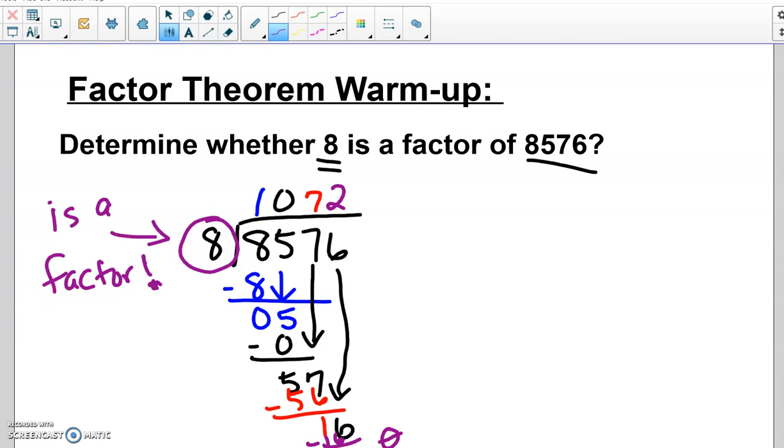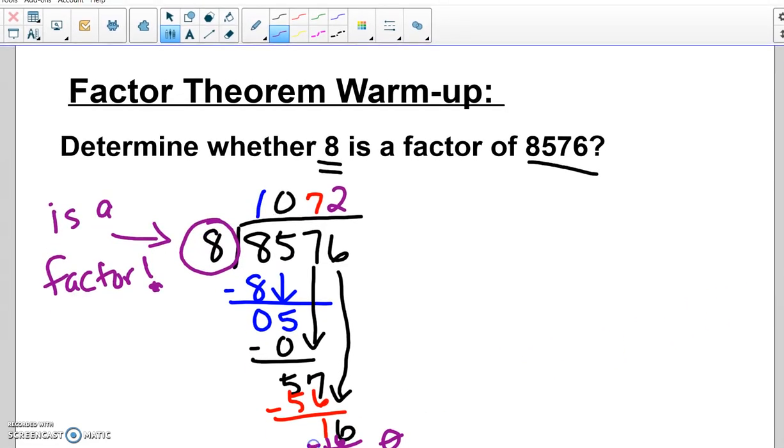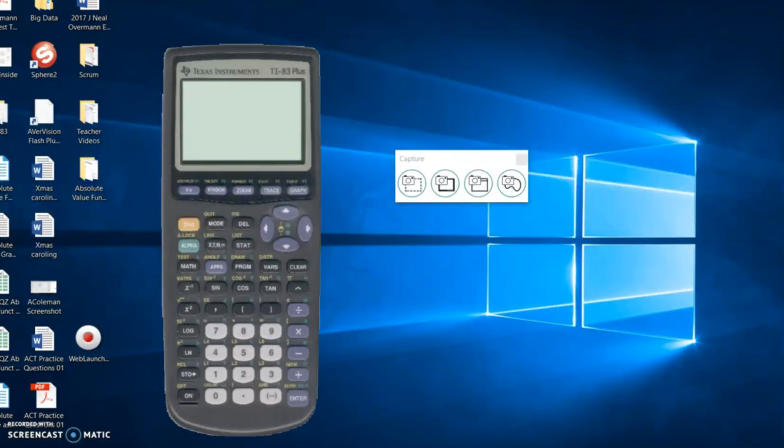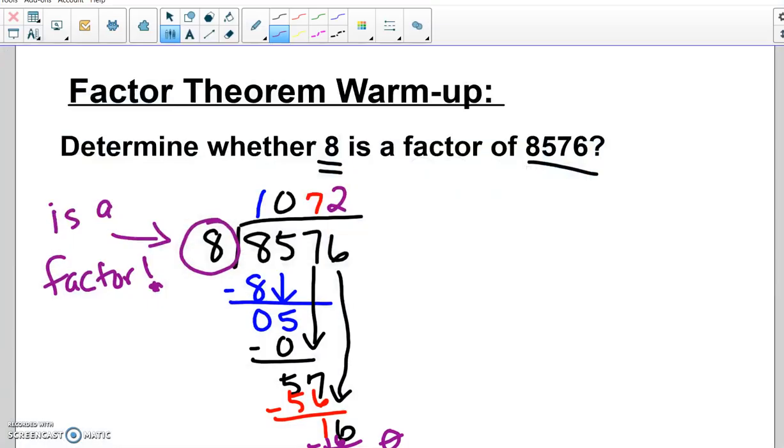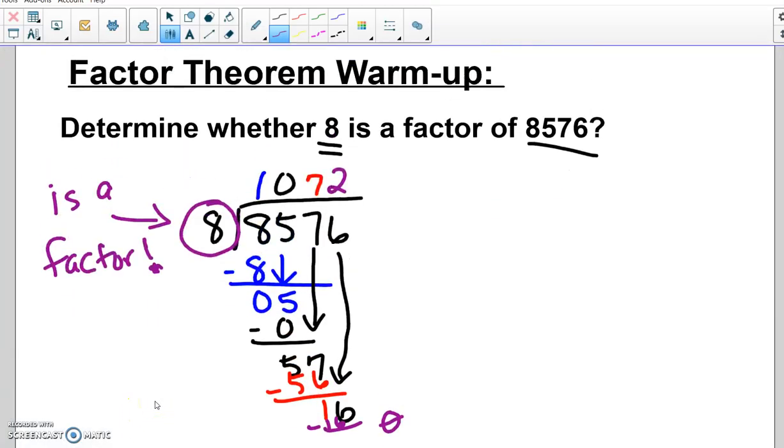And they're going to want us to use the factor theorem. I'll teach you how to do all this, but they'll want you to use it to actually find how to break the polynomial down more and more. And the only way you're going to break it down evenly is with an actual factor.